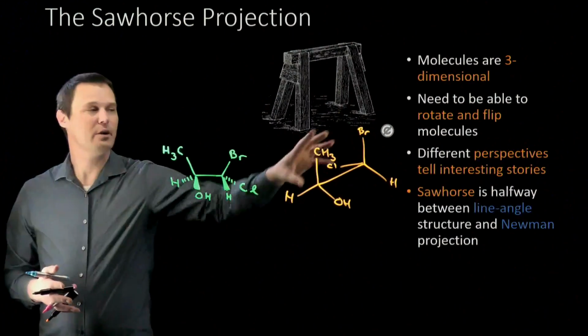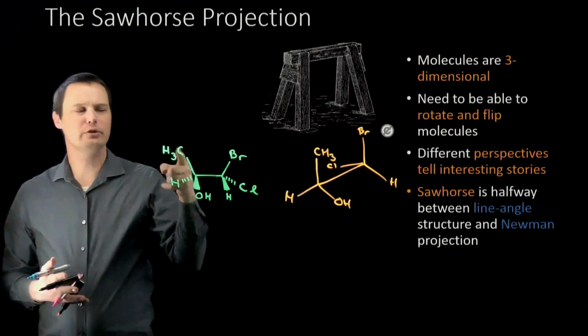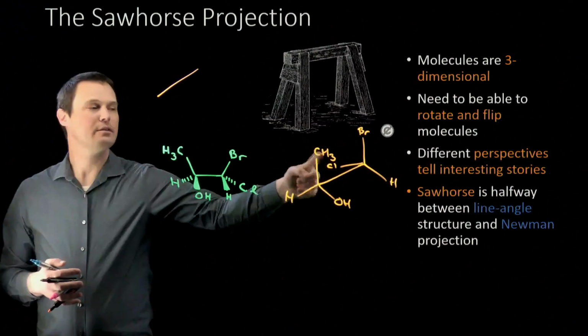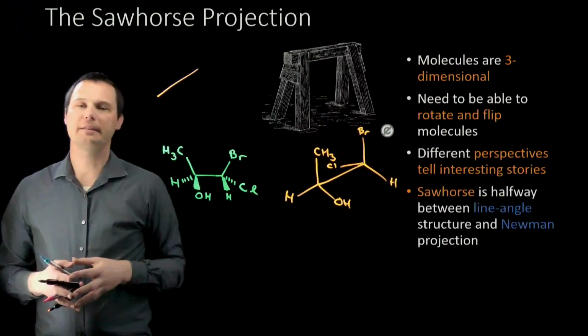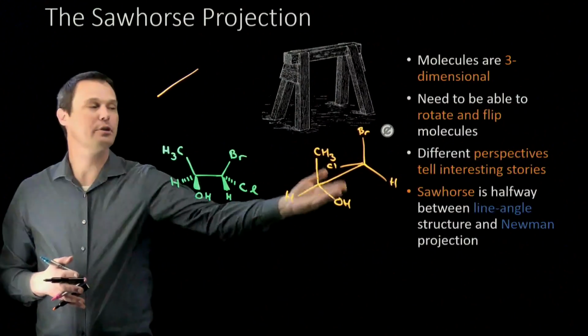One of the nice things about the Sawhorse projection is it allows us to rotate the groups around the front and the back carbon without having to worry too much about where the wedges and dashes end up in the new rotation. As an example, if I wanted to rotate this front carbon so that the OH group was up on the top, that would be a 120-degree rotation. I could rotate this front carbon 120 degrees to put the OH group up on the top.